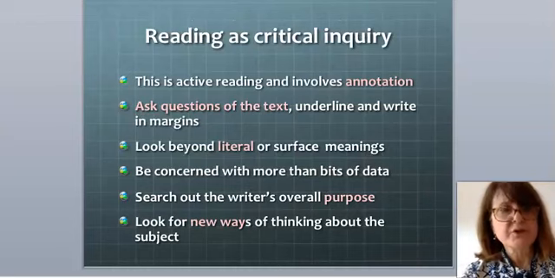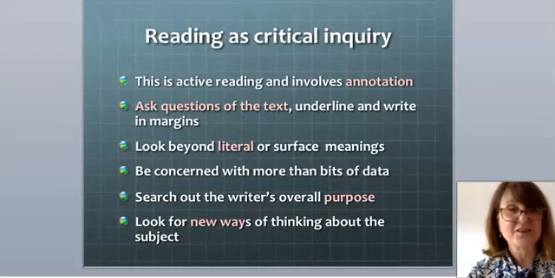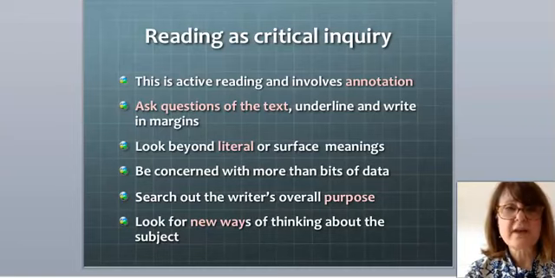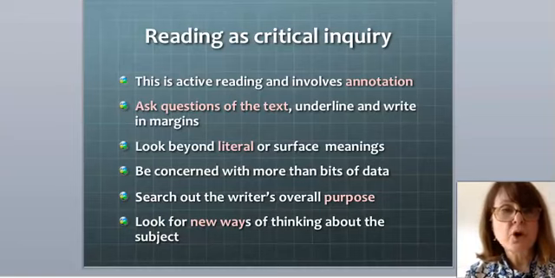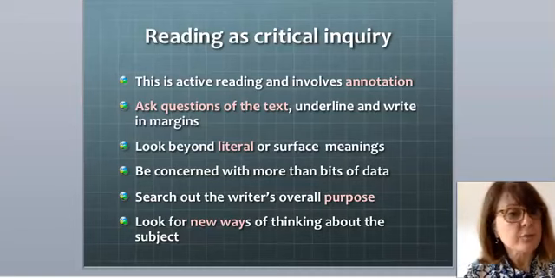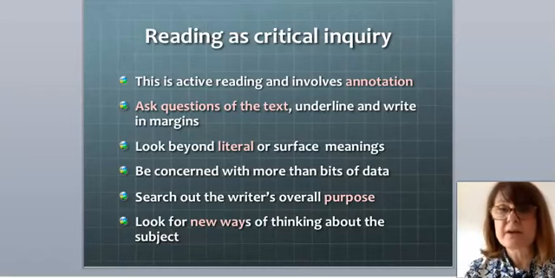Critical inquiry, which is what we try to do in the English 101 class, as well as critical writing and essay writing, is active reading, and it involves annotation of text. That is, you take the book and you interact with it. You ask questions of the text. You go beyond the literal or surface meanings. You are not just trying to accumulate information, bits of data. You are searching out the writer's purpose, and you are looking for new ways of thinking about the subject.